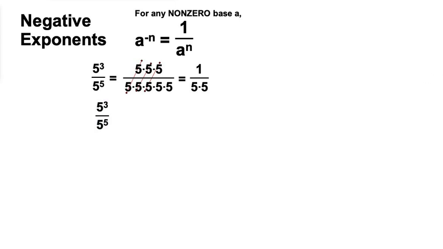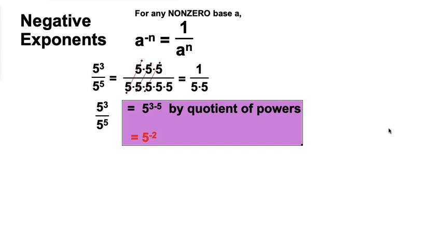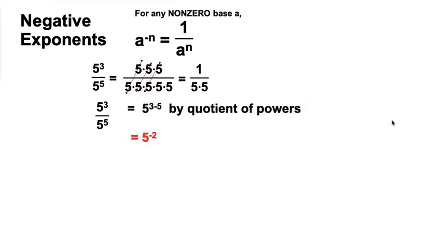Now, suppose I do this. If I were to expand this by the quotient of powers law, I also could say that's 5 to the 3 minus 5 power, 5 to the negative 2 power. So check this out. 5 to the third divided by 5 to the fifth is 5 to the negative 2 power. It says so right there by this law. And yet we can see by expansion that it's very clearly 1 over 5 squared.